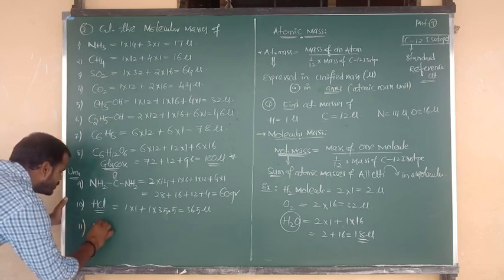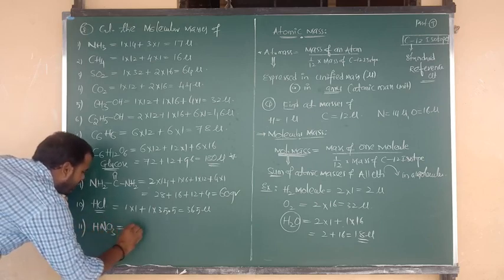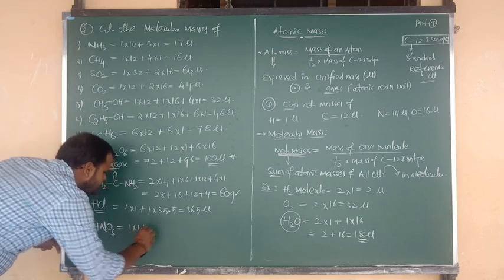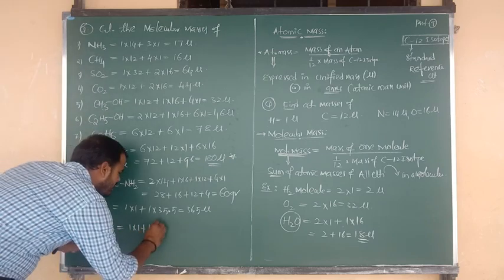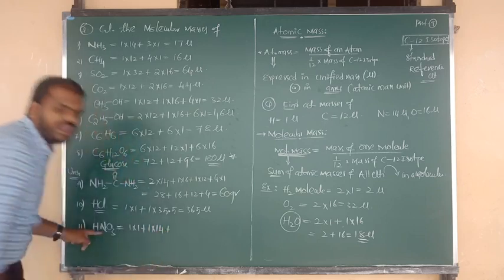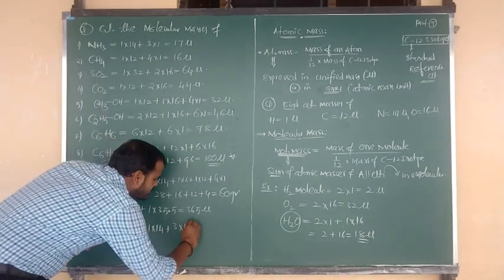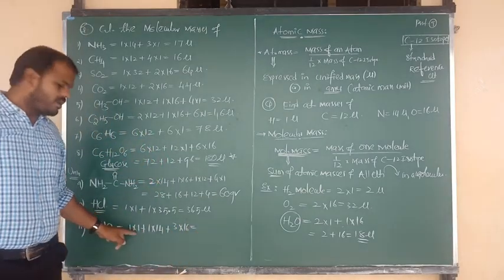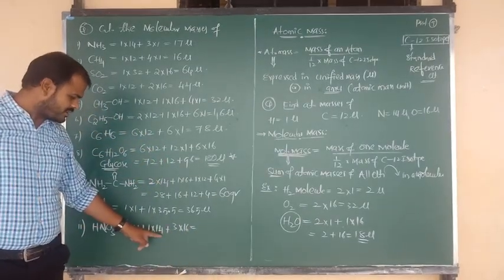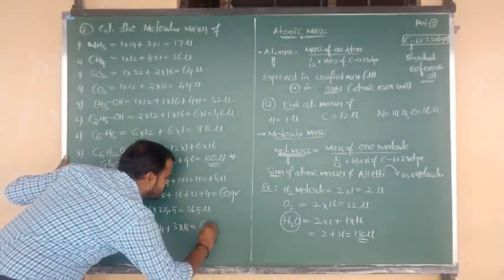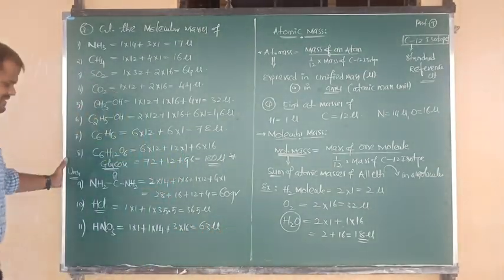Next one is HNO3, nitric acid. One hydrogen is there and atomic mass is 1. One nitrogen is there, atomic mass of nitrogen is 14. Three oxygens are there, atomic mass is 16. So 1 plus 14 is 15, 16 threes are 48. Total answer is 63 unified mass.